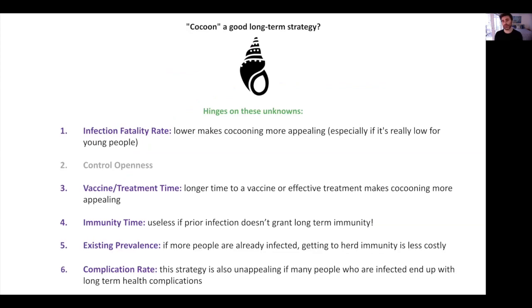All right, so now this leads to the question: is cocoon a good long-term strategy? And again, it's going to hinge on a bunch of these unknowns. For example, the infection fatality rate: the lower this is, it makes cocooning more appealing because it makes it less dangerous to have young healthy people get infected. And it's going to especially depend on the fatality rate in young people and healthy people as well, not just the average infection fatality rate.